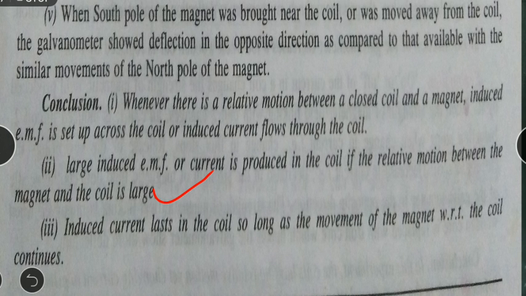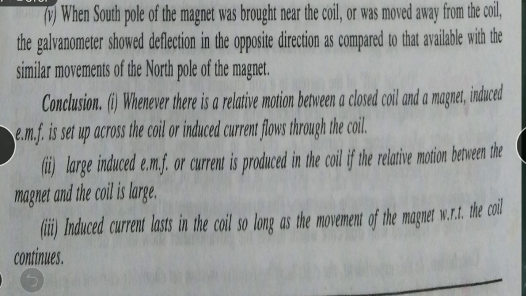Next, induced current lasts as long as the movement of the magnet with respect to the coil continues. Okay, if the movement of either the coil or the magnet is continuous, then the galvanometer shows deflection. If both are in the rest condition, then the galvanometer doesn't show any deflection.